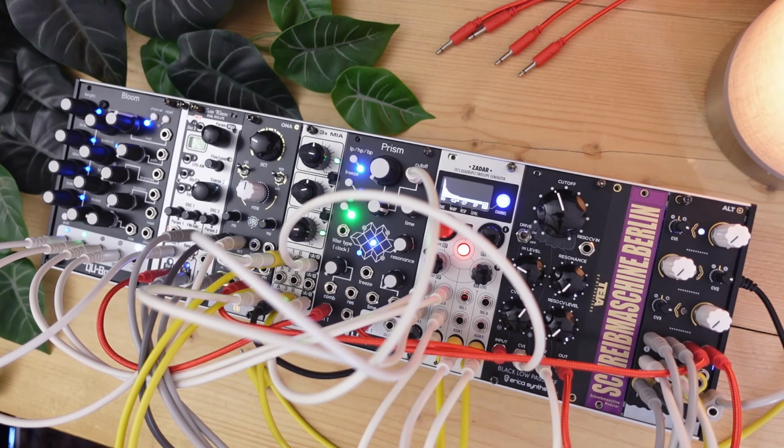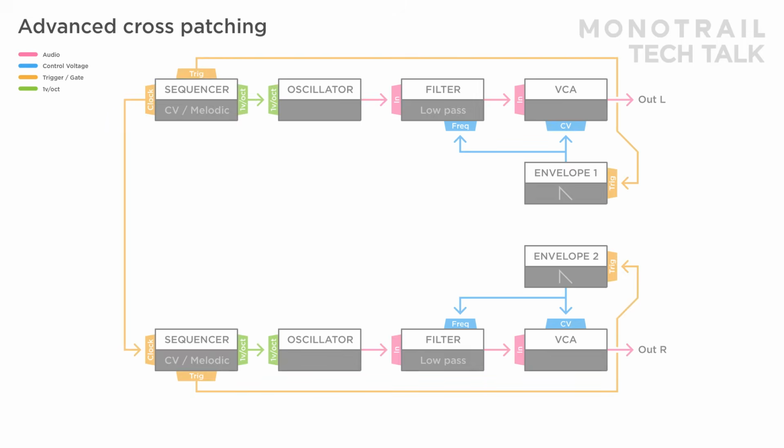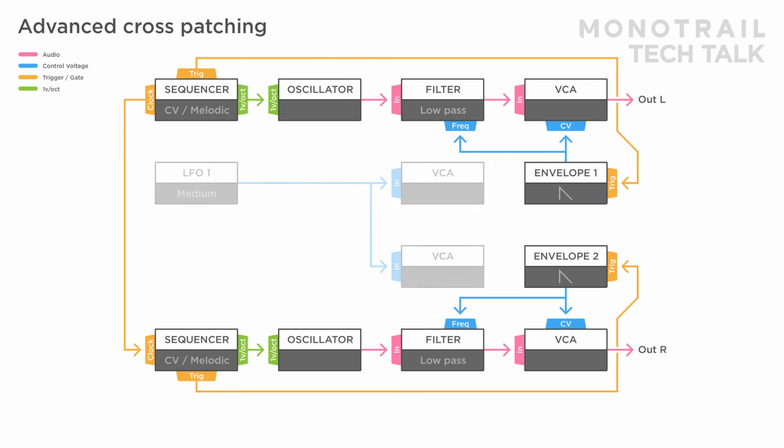If you're interested in cross-patching, it's worth it to invest in things like crossfaders or panners down the road. But even with limited ingredients, you can get a lot done. Here are the same two voices again, with standard envelope modulation. A single medium-speed LFO is multiplied and sent to two VCAs before modulating both filters.